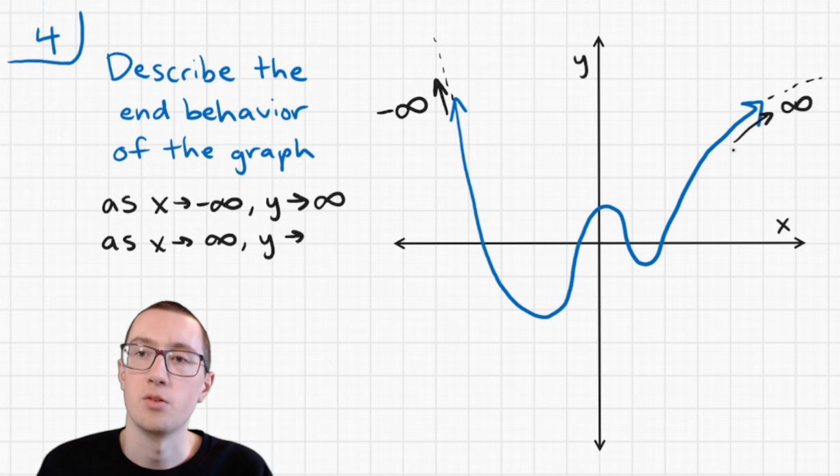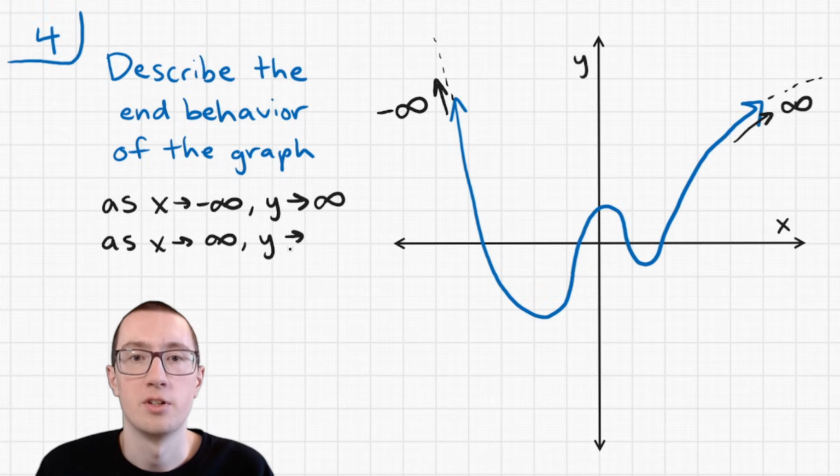Now, what about on this side? Well, here x is approaching positive infinity because it's going to the right. So what is y doing? Well, y is going up and up and up. It's just going to keep going up for eternity until it runs out of numbers. So y is also approaching positive infinity.